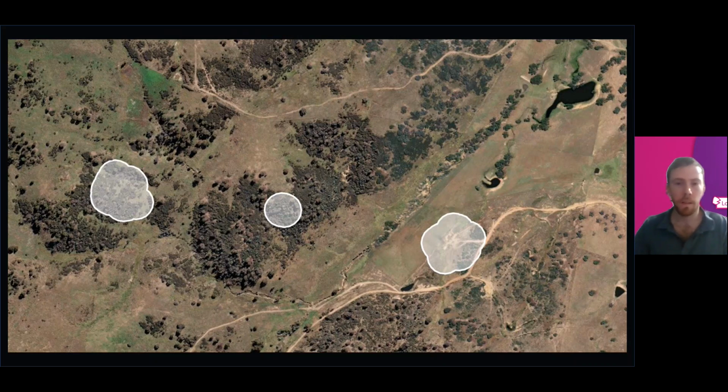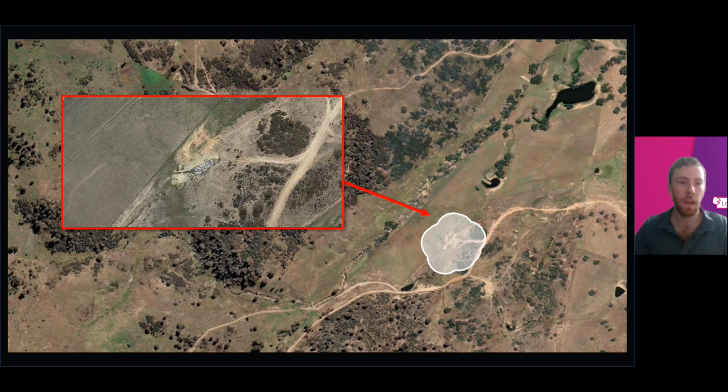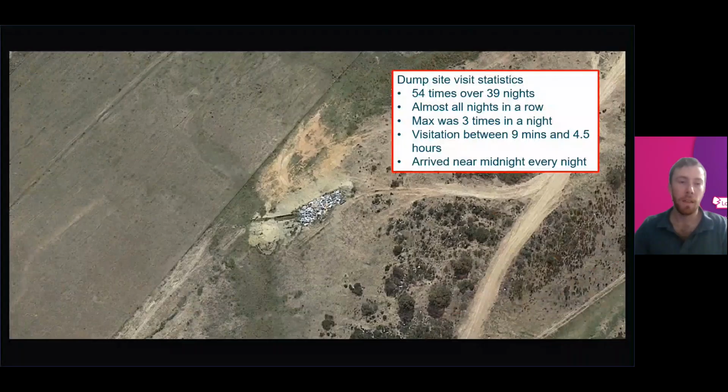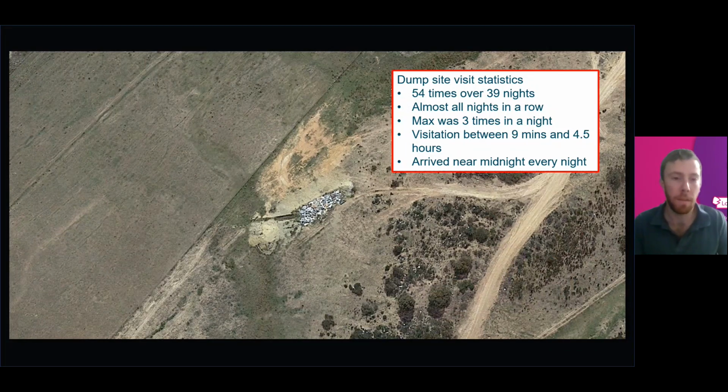But it's the one on the right-hand side that we're particularly interested in, because this is actually a dump site on a farm, and the recurse analysis can actually give us some pretty cool statistics with how often pigs visit these sites. You can see there, this pig visited this dump site 54 times over 39 nights. Most of the time it was just once per night, but the maximum time was actually 3 times in a night. Visitations averaged between 9 minutes and 4.5 hours, and it arrived there near midnight every single night.